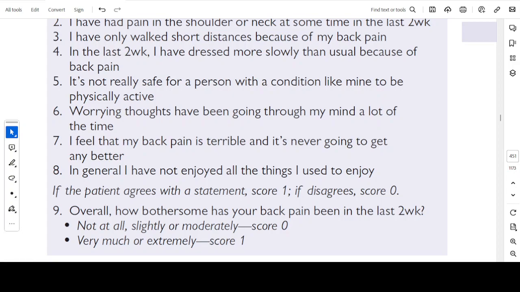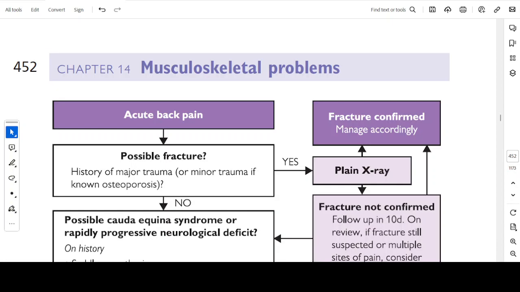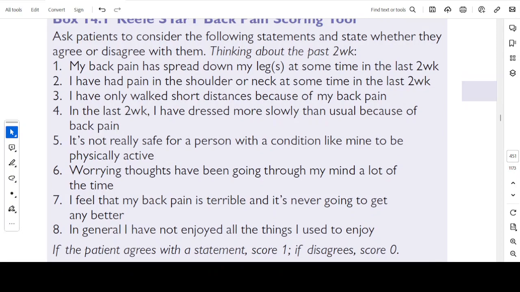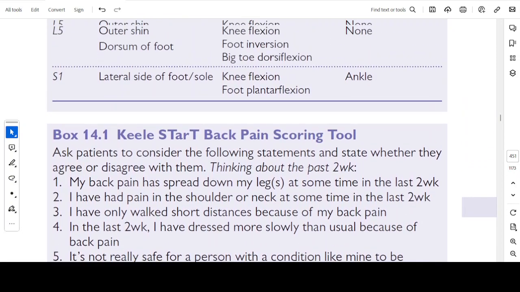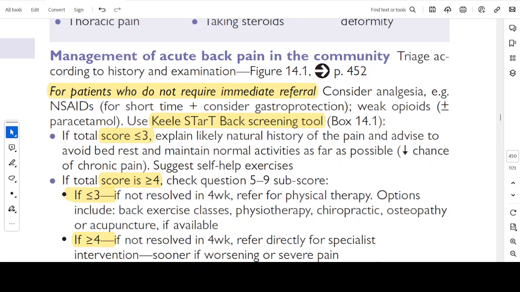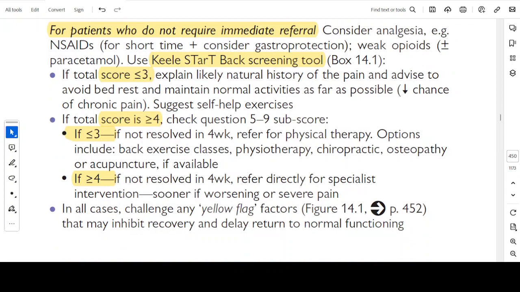If the patient agrees with a statement, score 1. If he disagrees, score 0. Overall, how bothersome has your back pain been in the last 2 weeks? Not at all, slightly or moderately, score 0. Very much or extremely, score 1. And there was a classification of less than 3 and 4. If the total score is less than 3, explain the natural history of pain, avoid bed rest and maintain normal activities. If the score is more than 4, check questions 5 to 9 and then sub-score.